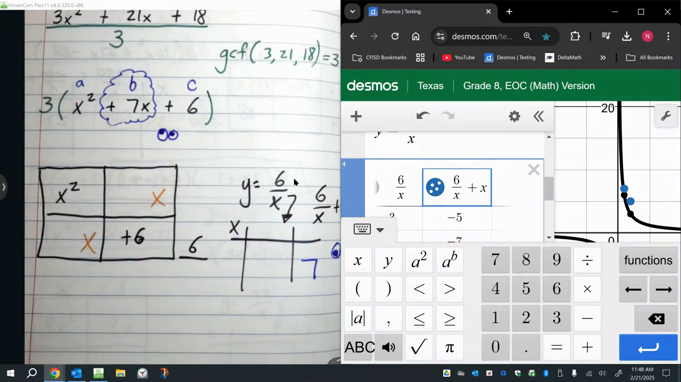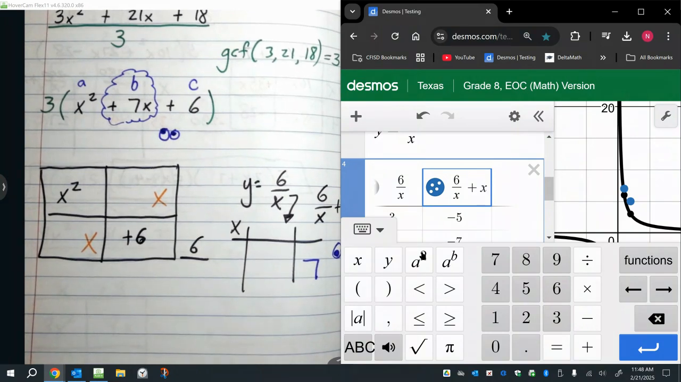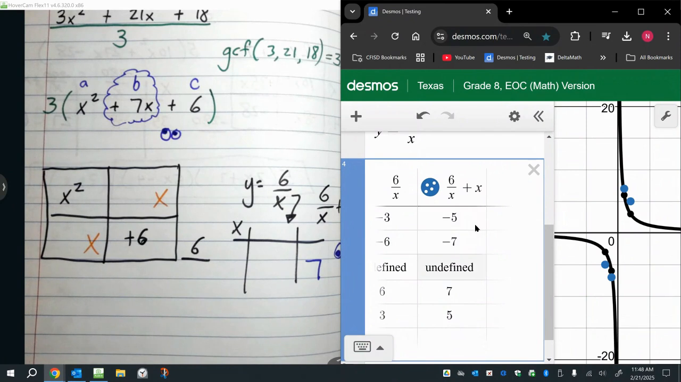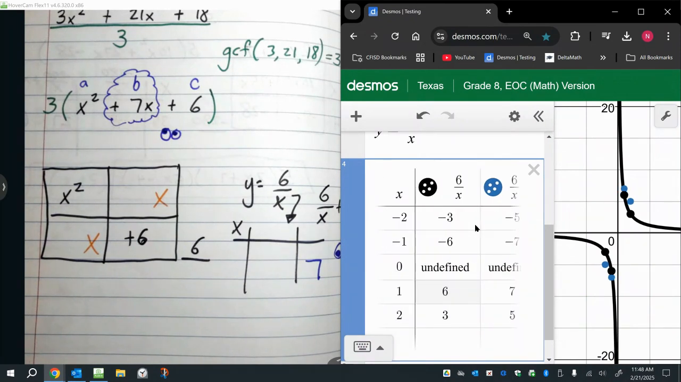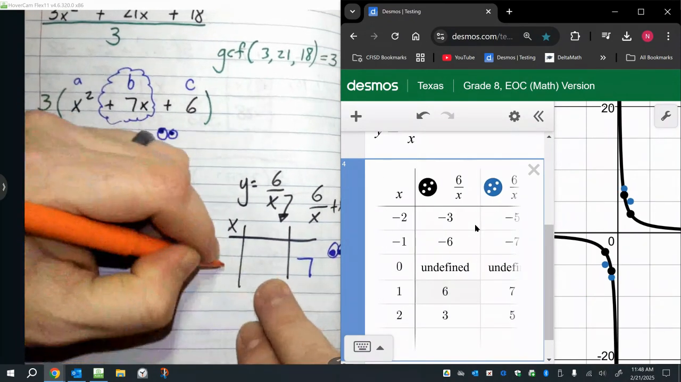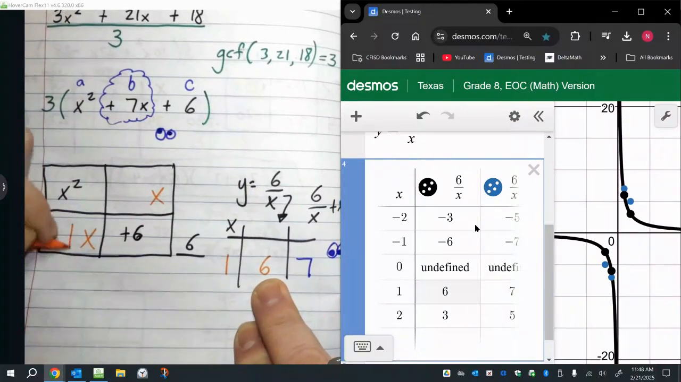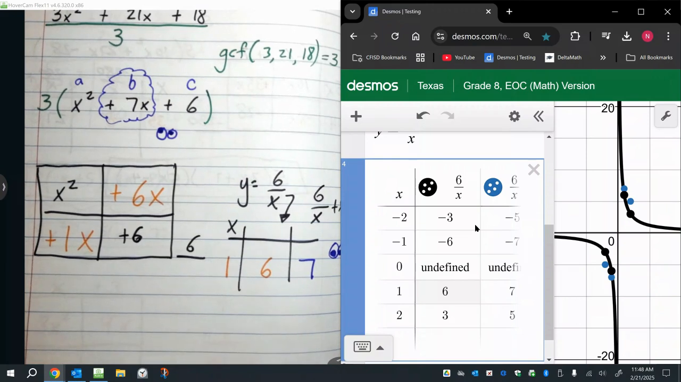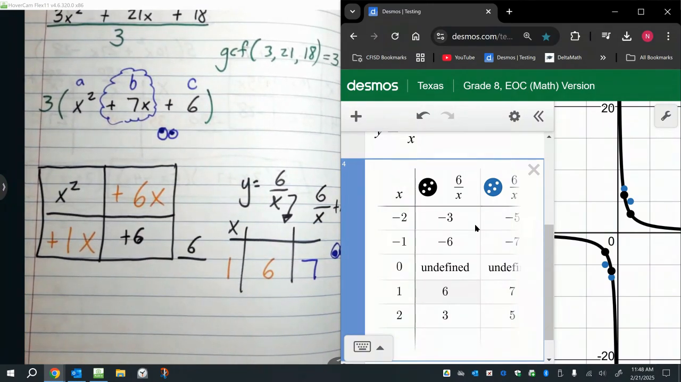So let's go check it out. Let's see. Can we find a 7 in this? There's a 7. What does 7 go with? 1 and 6. So we're going to put 1 here, 6 there. You can put 1 there, 6 there. I like to put plus signs. And so now we're ready to take the GCF of everything.